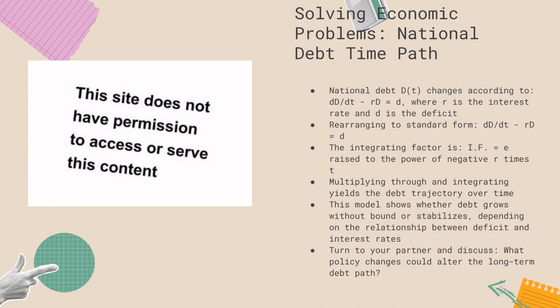We can model the national debt time path as a first-order ODE, dD/dt minus rD equals d, where r is the interest rate and d is the deficit. After finding the integrating factor, solving this equation gives the debt trajectory over time. This shows whether debt stabilizes or grows unboundedly, depending on the interest rate and deficit relationship.